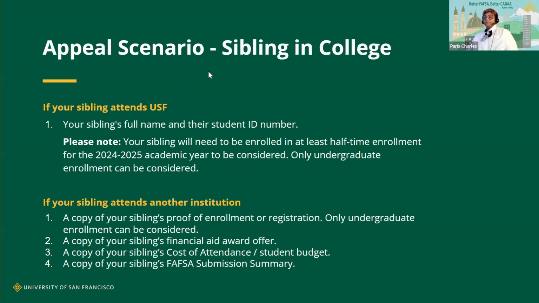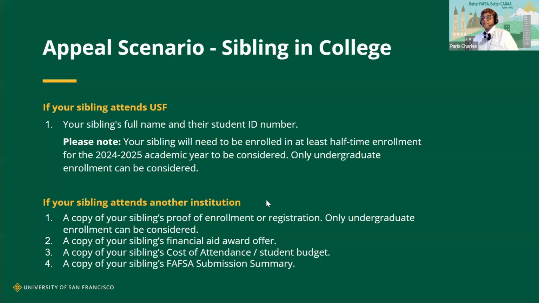So we'll go over a few appeal scenarios. This scenario is for a sibling in college. If you do have a sibling that is in college, and your sibling attends USF, we would open an appeal for you. We would need your sibling's full name and their student ID number. Your sibling will need to be enrolled at least half time for the 24-25 academic year to be considered. And this is only for undergraduate enrollment as well.